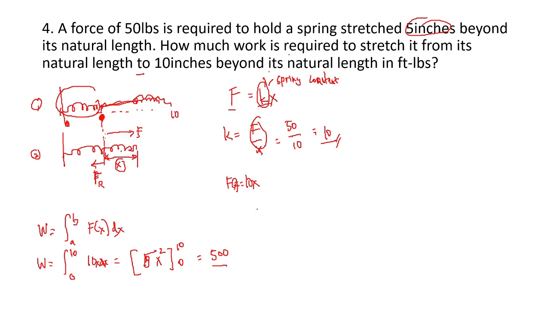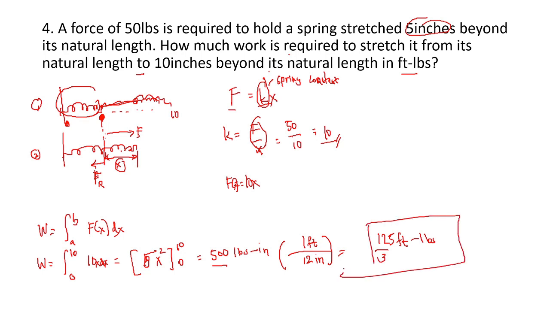Now, take note that what we got is actually pounds per inches. Pounds times inches, no? The question is to find its work in foot-pounds. So what are we going to do? We are going to convert, of course. Convert the units to foot times pounds. So in 1 foot, there are 12 inches. So therefore, that's 500 over 12, or equivalent to 125 over 3 foot-pounds.